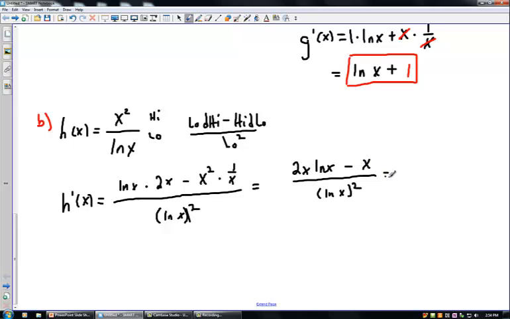And then I can factor out what they have in common on top, so they have an x in common. So this is going to be equal to x times 2 ln of x minus 1, all divided by ln of x quantity squared. And so this is my answer for part B.